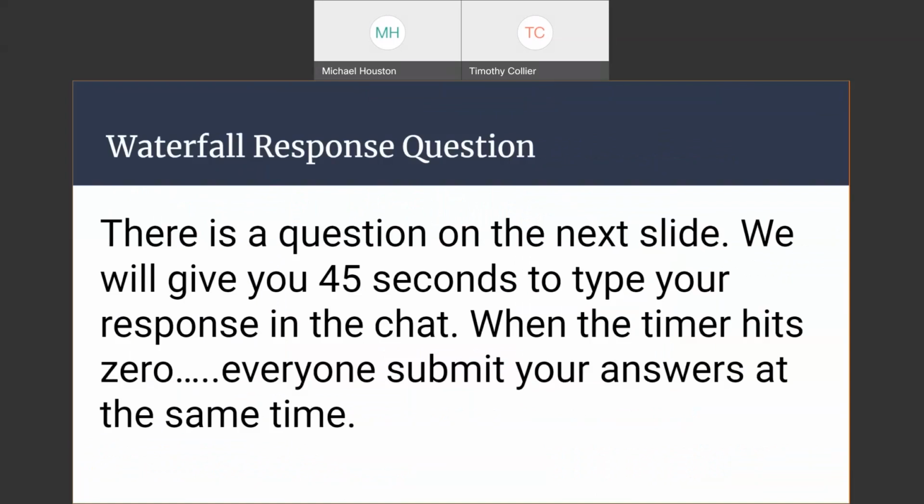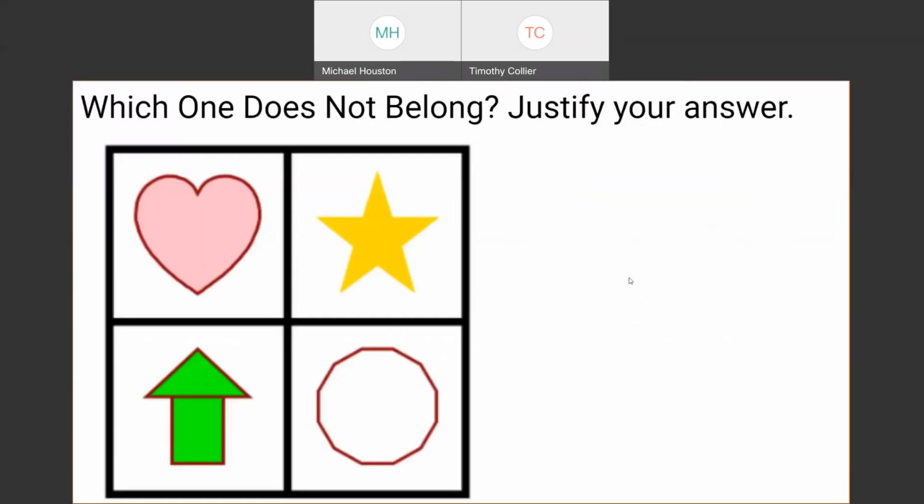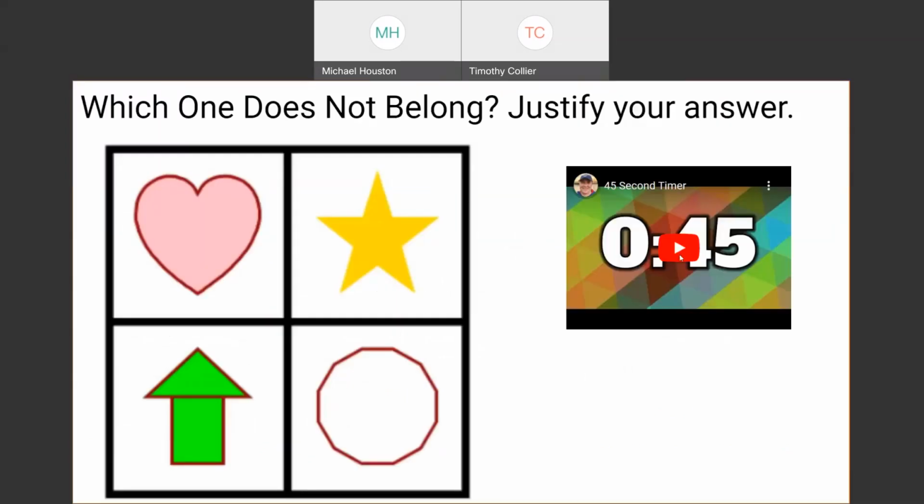All right, on the next slide, we're going to have a little puzzle problem for you. We're going to give you 45 seconds to type your response in the chat. And when the timer hits 0, that's when we want you to actually submit your answers. Some of you may have used this in some of your virtual classes. We call this a waterfall chat or a cascade chat. So go ahead and type your responses, but don't hit send until the timer gets to 0. Okay, here we go. 45 seconds.